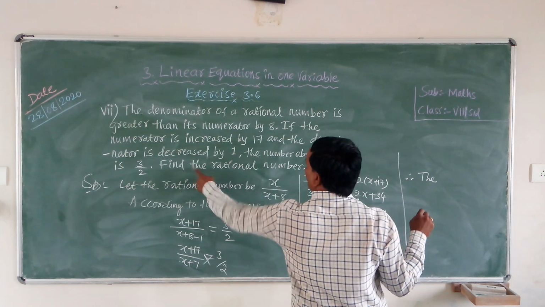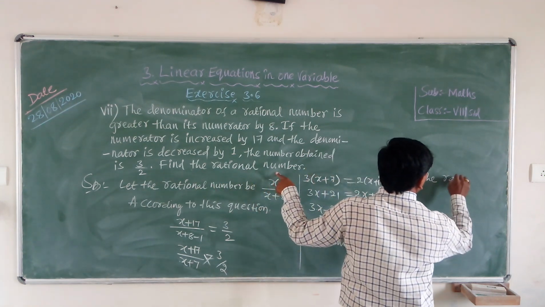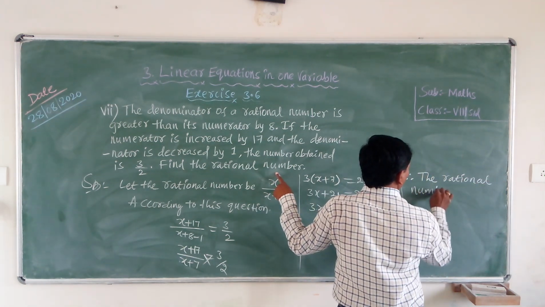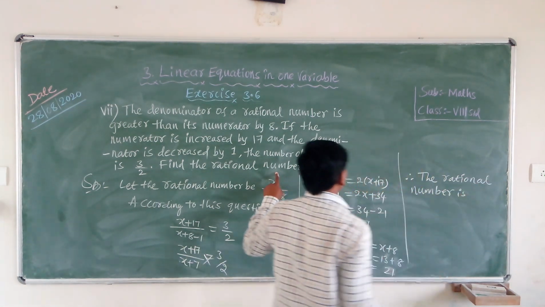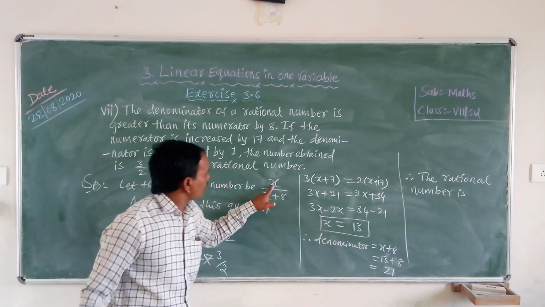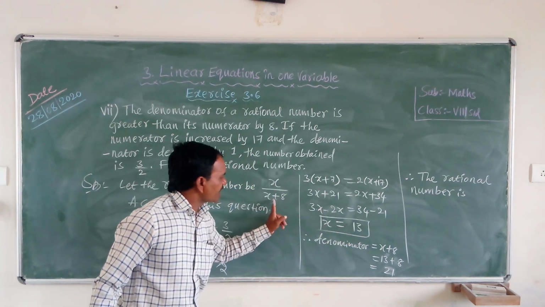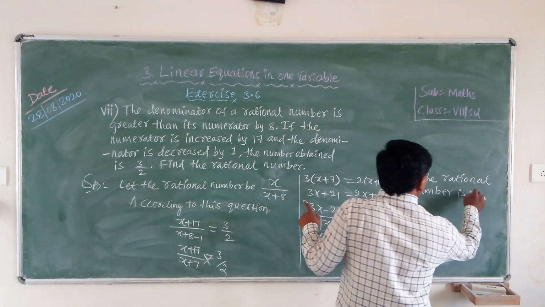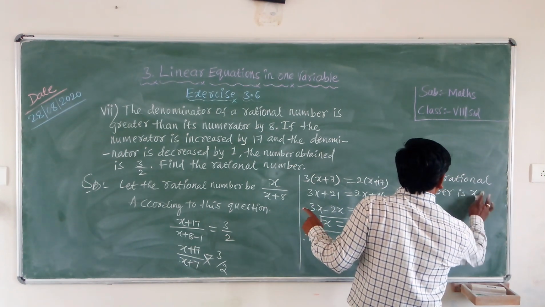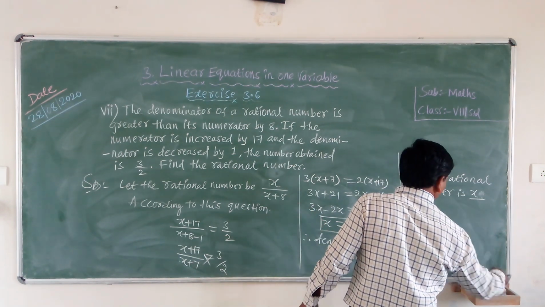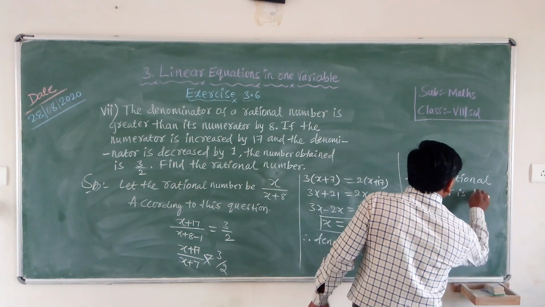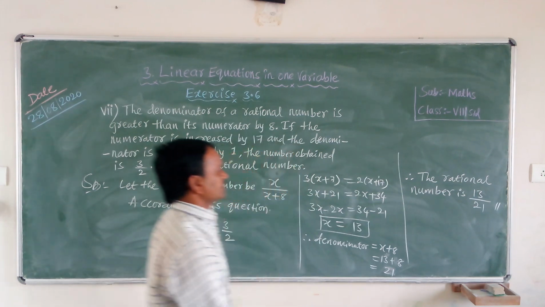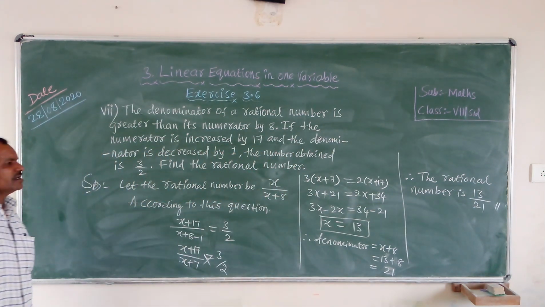So find the rational number. The rational number is numerator x, which is 13, and denominator x plus 8, which is 21. So x divided by x plus 8 is 13 divided by 21. This is the answer. The rational number is 13 divided by 21.